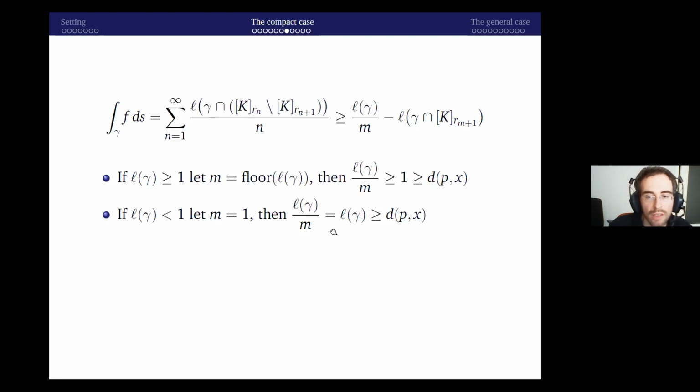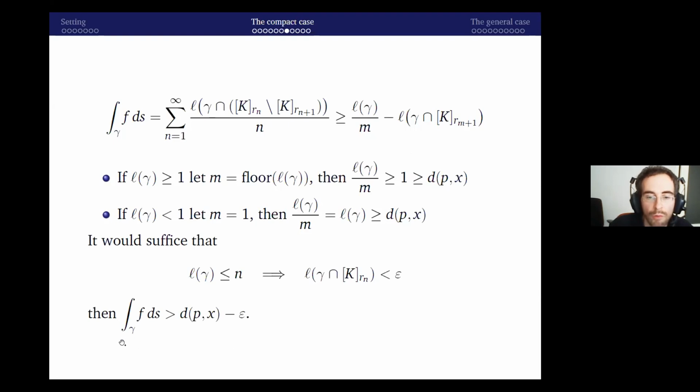Then this fraction here is exactly the length, which is also larger or equal than the distance, because gamma is a curve from P to X. So of course, its length is at least the distance between these 2 points. So this part here is at least the distance. And then if we want this to be true, we just need to check that this thing here is less than epsilon. So this is the condition that we need to satisfy.